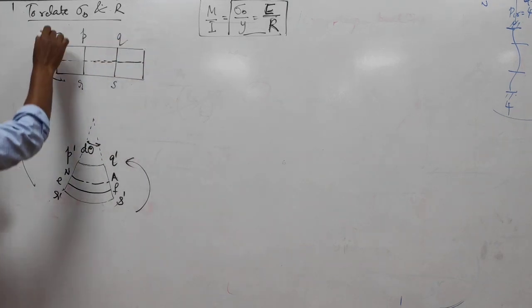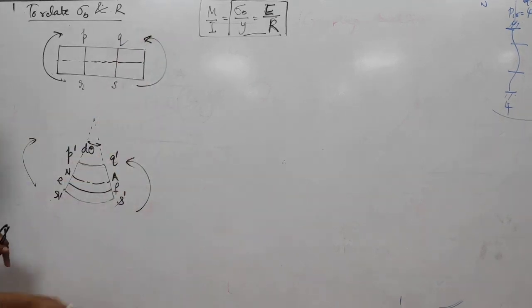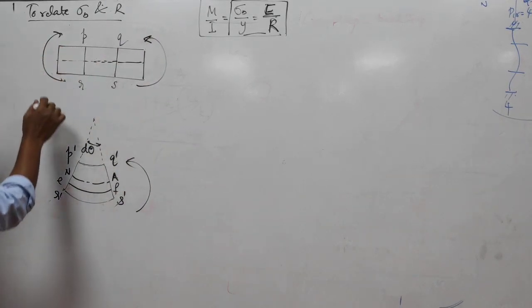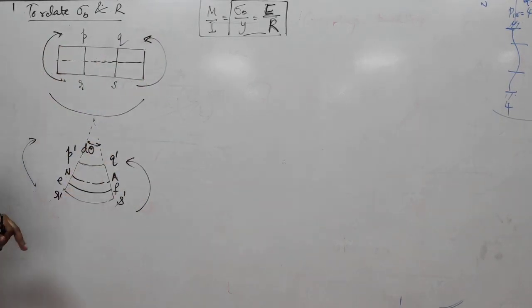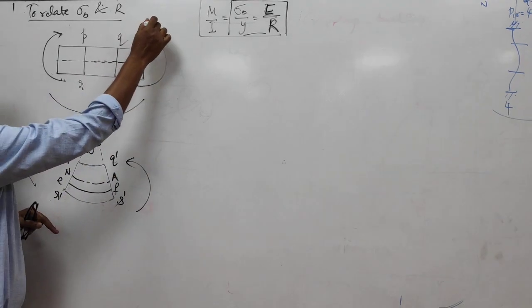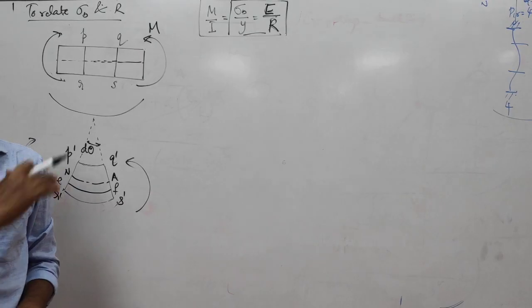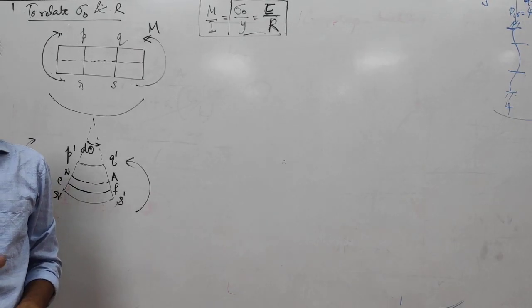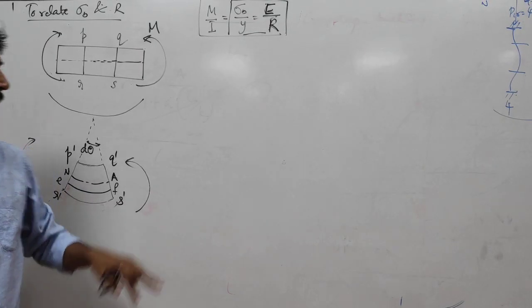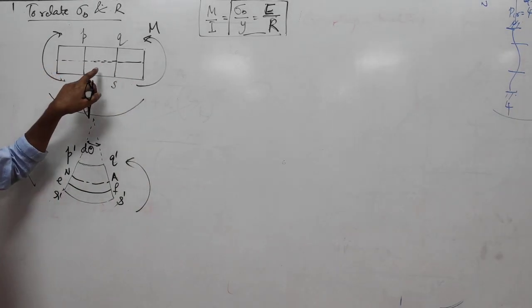If I apply the bending moment, then this beam becomes a circular arc like this, because you have applied a pure bending. These are the assumptions made in this derivation. Initially the beam was straight, and there were no stresses in any of the fibers.